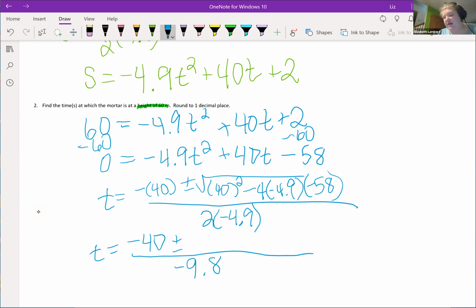And then inside that disgusting square root, I could write the square root number, but I'm going to write what's inside it first, because that will at least be terminating. So 40 squared is 1600. Now a negative times a negative is positive, but times another negative is going to be negative. So I'm going to put minus, and then I have 4 times 4.9 times 58.